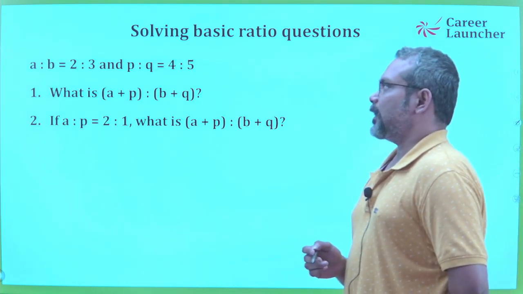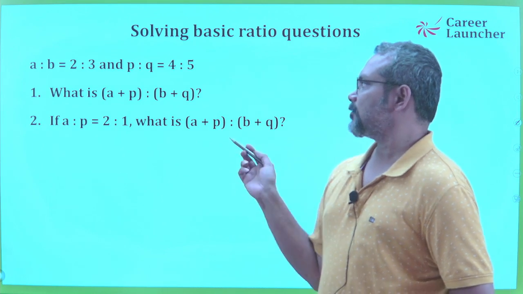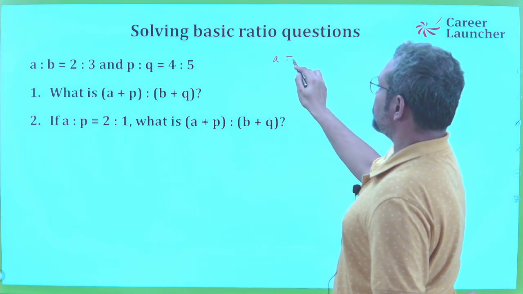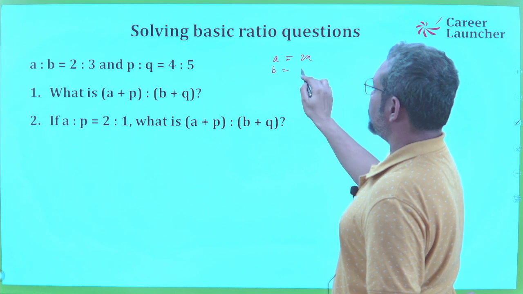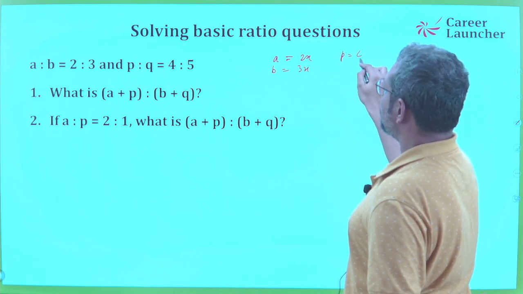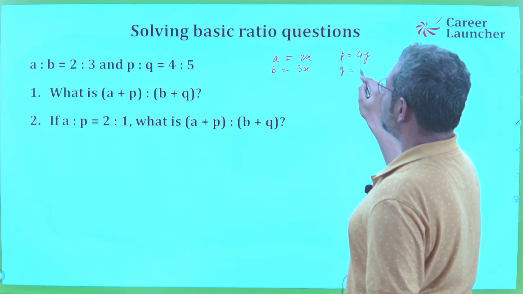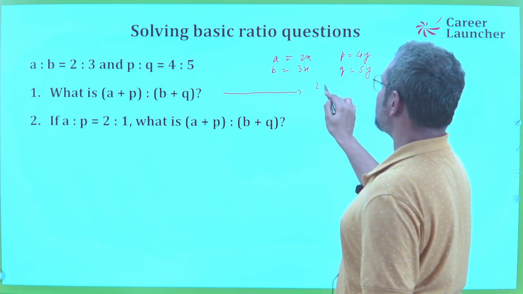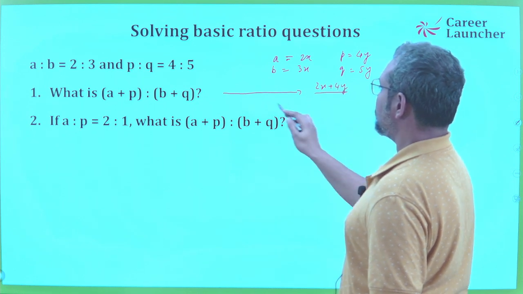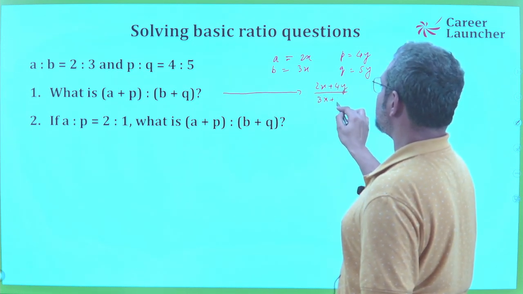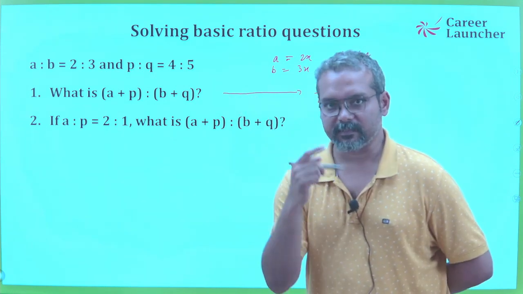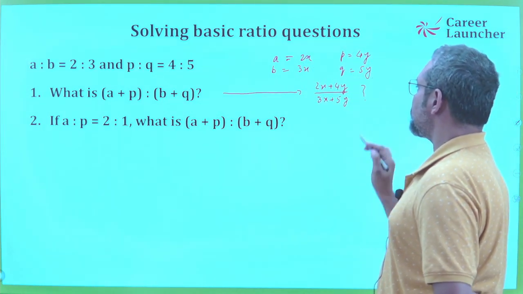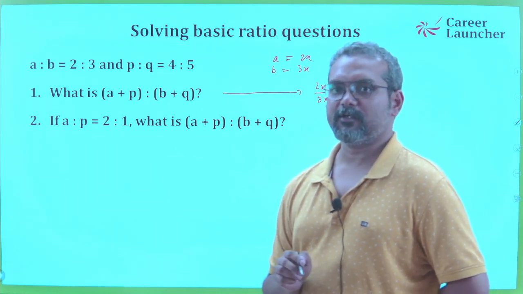So let's try out a question and see how we apply this. Here A is to B is given, and P is to Q is given. They're asking what is A plus P over B plus Q. So the steps would be: A equal to 2x, B equal to 3x, P equal to 4y, you cannot take x again, Q equal to 5y. So A plus P is 2x plus 4y over B plus Q, which is 3x plus 5y. When you have just two terms, you can just write it as a fraction. What's the value of this? We can't answer because there is no information about x or y.